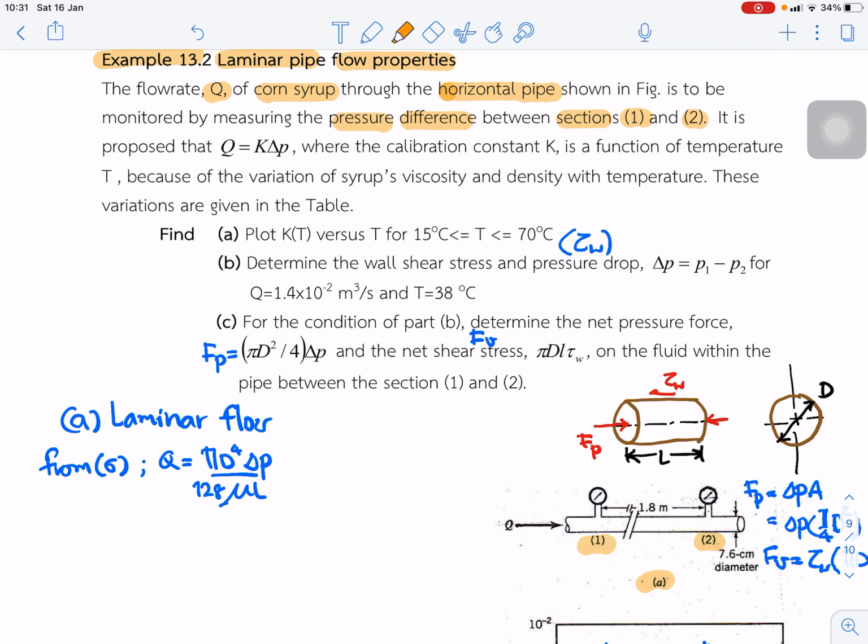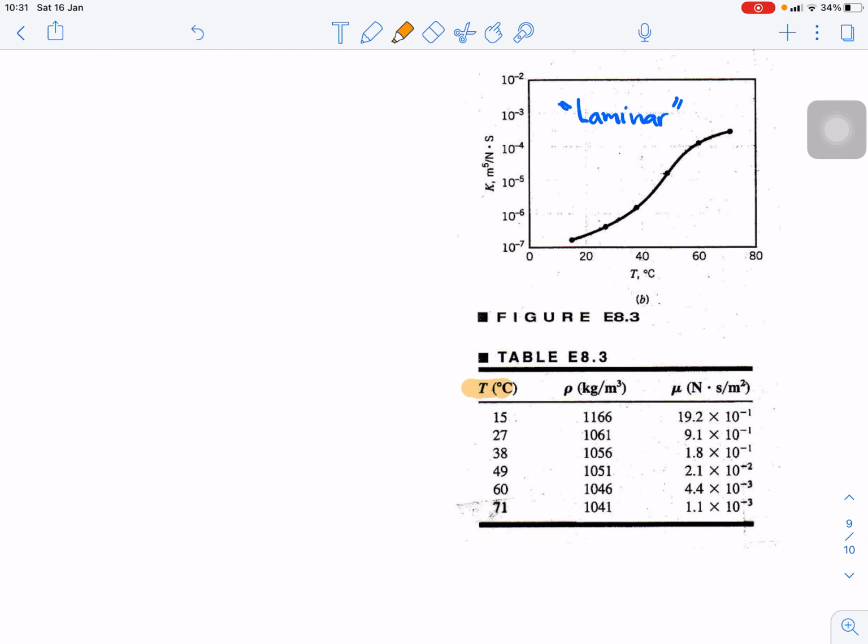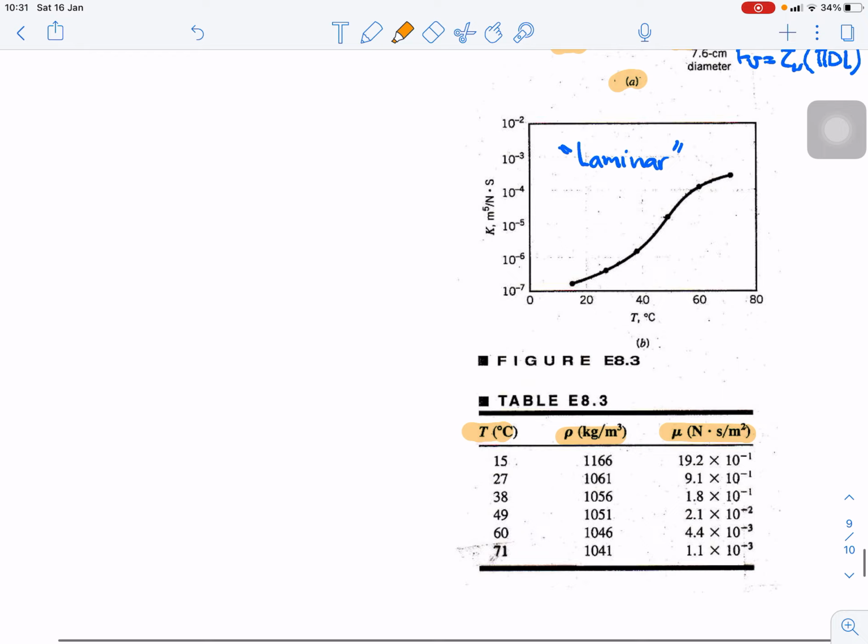It is proposed that Q is equal to K delta P, where the calibrated constant K is a function of temperature T because of the variation of the viscosity and density with temperature. These variations are given in the table. This is the table for the variation of temperature, density, and dynamic viscosity for the corn syrup.